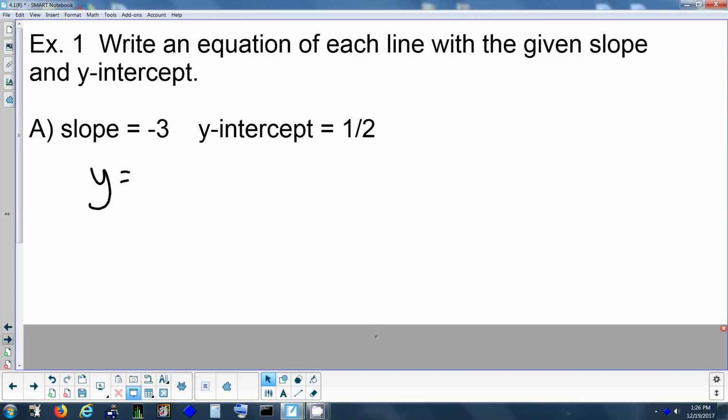Next thing on your steps, it said, plug in slope given for M. Fred, what's the slope given? What slope do they give us in this problem? -3. So I'm going to write, the slope's the next thing in the formula, -3. This is going to be example 1, right? Where it says slope, write -3. Where it says y-intercept, write 1/2.